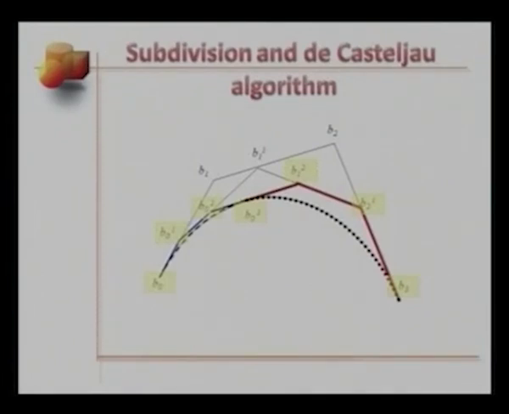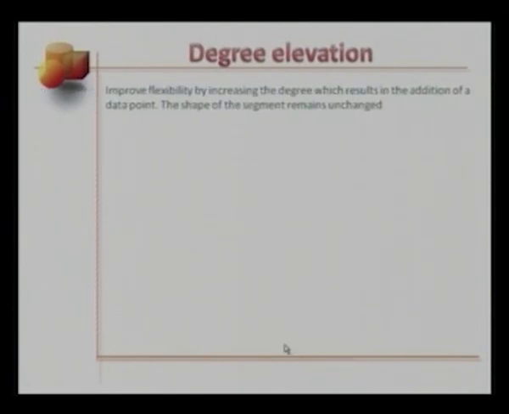Let's move on to the second method, degree elevation. The idea here is to improve flexibility in design by increasing the degree of the original Bezier segment, which results in the addition of a data point. The shape of the segment will, however, remain unaltered or unchanged.